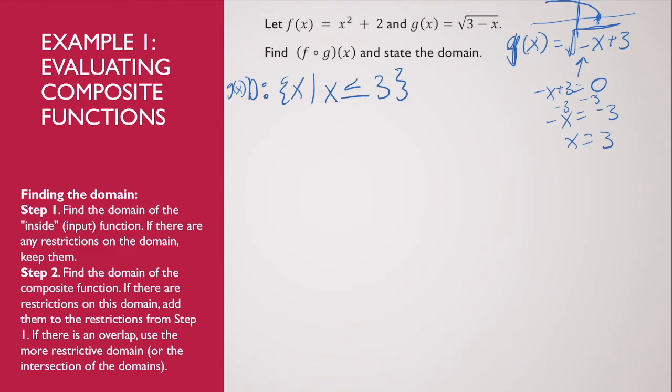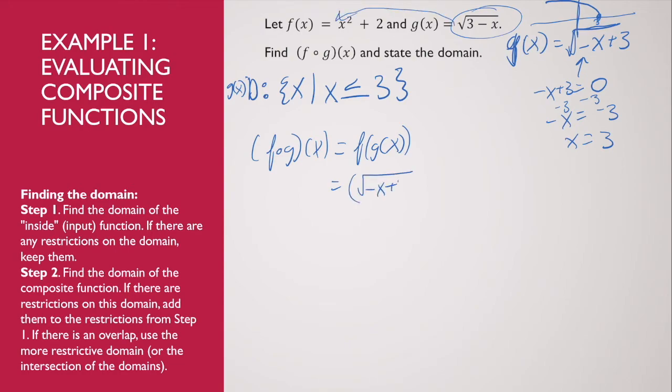Next, let's go ahead and find the composite function. I have f composed with g of x, so I have f of g of x, which would be substituting in g of x for x in f. So I have the square root of negative x plus 3, squared, plus 2. I'm going to write it this way because I don't like the fact that there's a constant leading here. The squares cancel out the square roots, so I'm left with negative x plus 3 plus 2. So I have negative x plus 5.